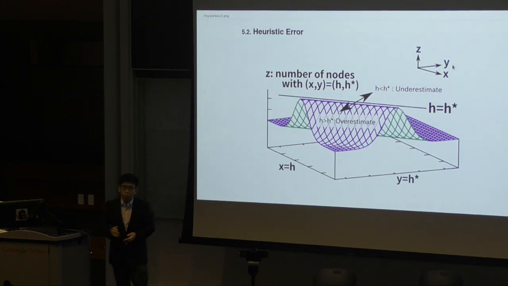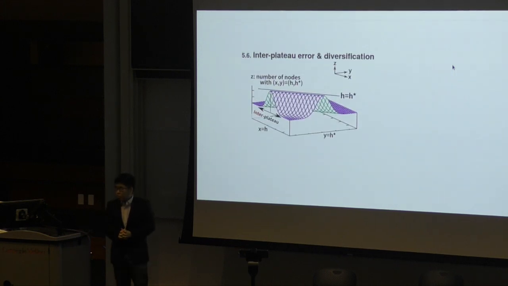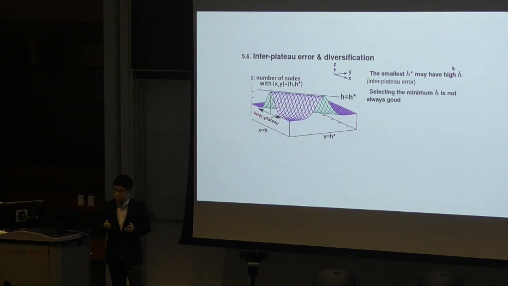But you immediately notice that if you cut this surface with the x-axis or the y-axis, these arrows are actually two-dimensional. It has an orthogonal direction. We started to call one of these inter-plateau error and another one intra-plateau error. Inter-plateau error is as follows. The node with the smallest H star value may have a different H value. In this case, selecting the minimum H is not always good, because it may expand a node with a high H star value. So it is reasonable to diversify the expansion order with regard to the heuristic value. Examples here are diverse best-first search or type GVFS and so on.